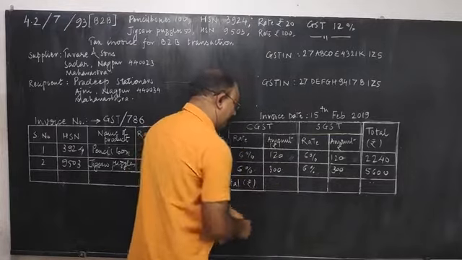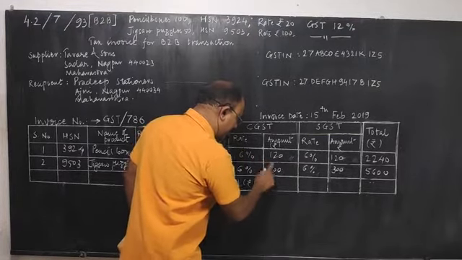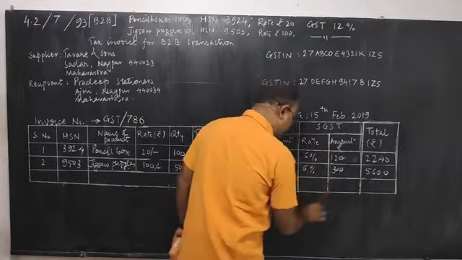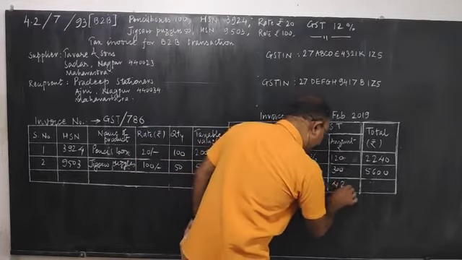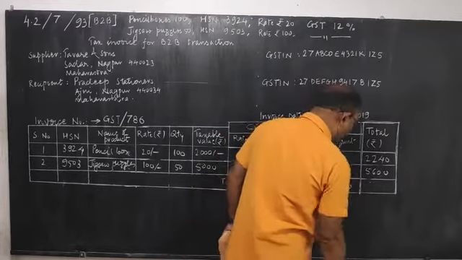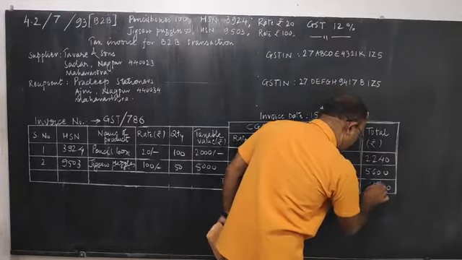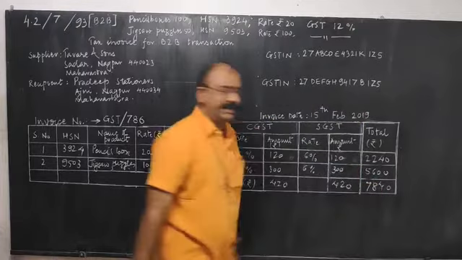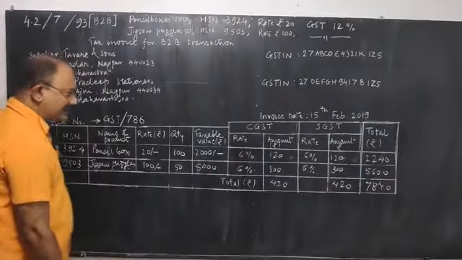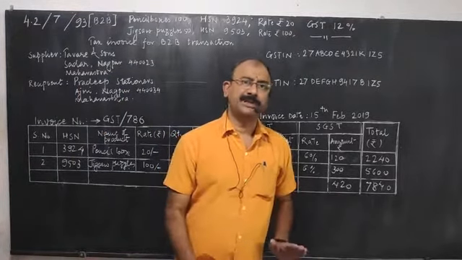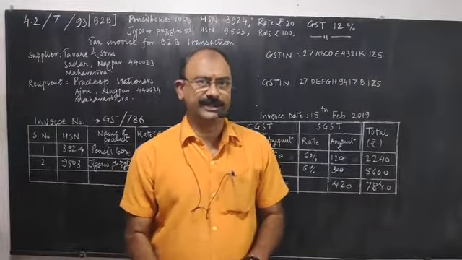And then calculate total CGST: 300 plus 120, so this is 420. Here also this will be 420, and let us calculate the total bill, 7,840. So the calculations in this tax invoice are the same whether it is a B2C transaction or a B2B transaction.